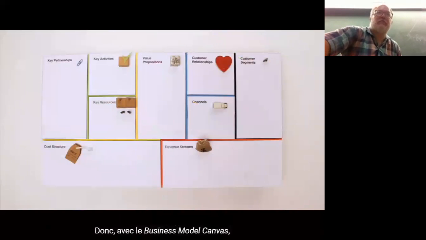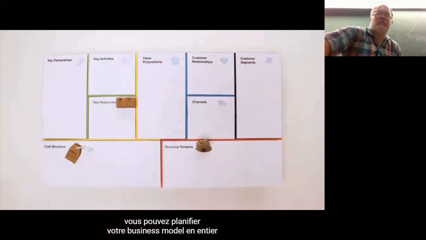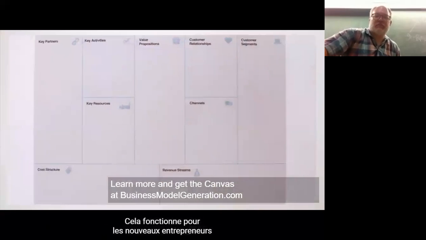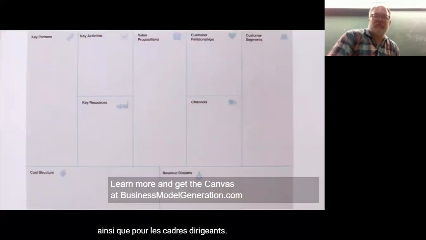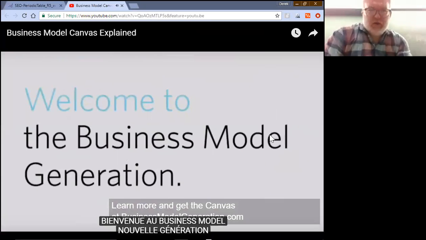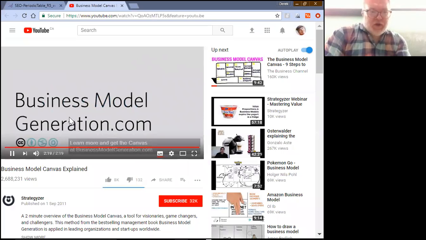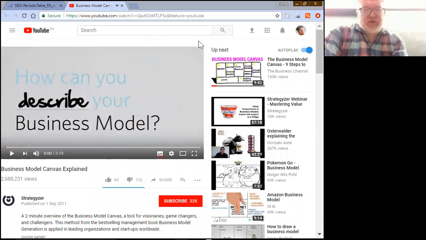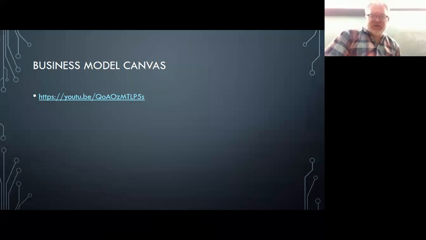So with the business model canvas, you can map out your entire business model in one image. This works for startup entrepreneurs just as well as for the most senior executives. So basically a way of categorizing what are the fundamental success factors of your business.